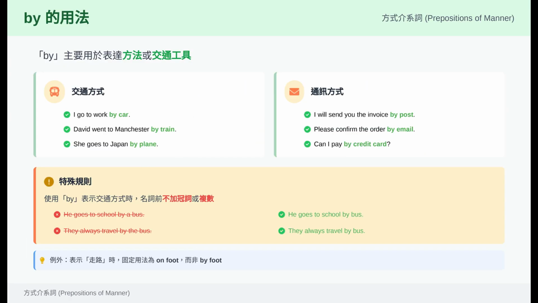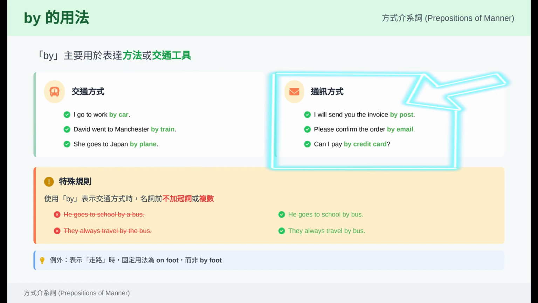Usage of by. Prepositions of manner. By is primarily used to express a method or means of transportation. Transportation methods. I went to work by car. David went to Manchester by train. She goes to Japan by plane.